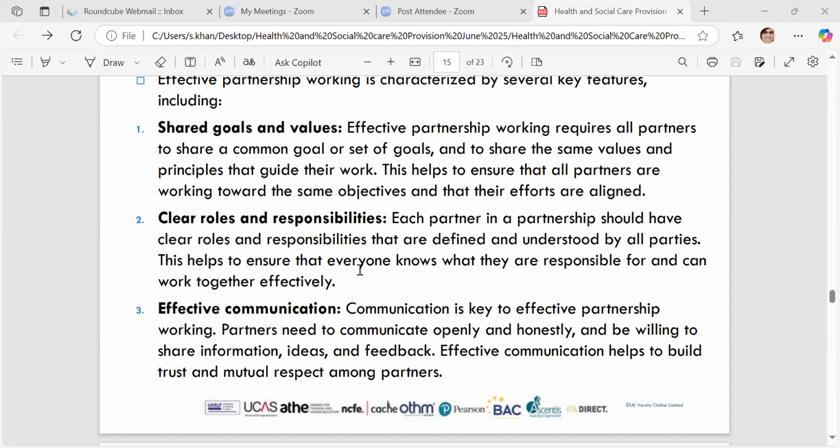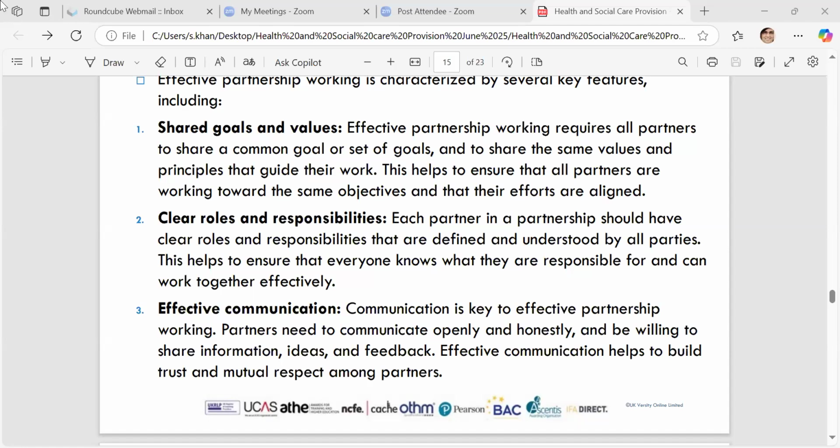The next one is clear roles and responsibility. Everyone needs to have clear roles and responsibility so there's no confusion. It helps everyone know what they're responsible for, and it also helps streamline any sort of operations and avoid any sort of duplication. It clarifies your role. So it's really important what your roles and responsibility are so you don't get confused and ensure that you are contributing to that partnership.